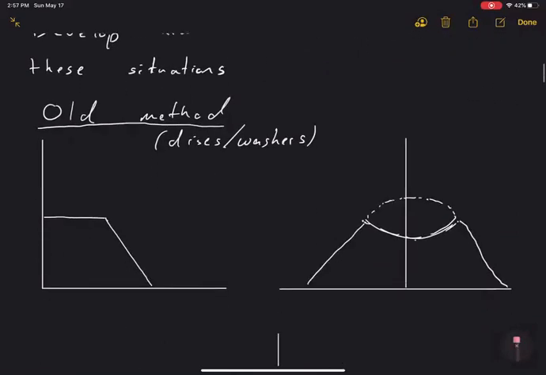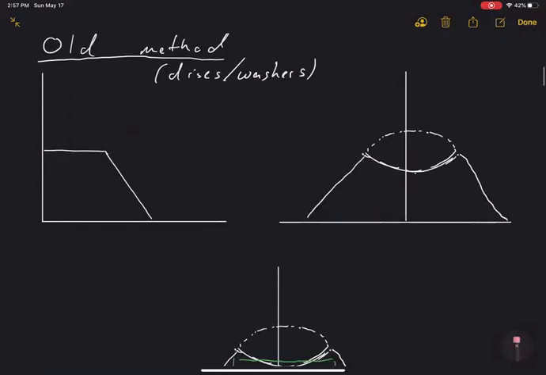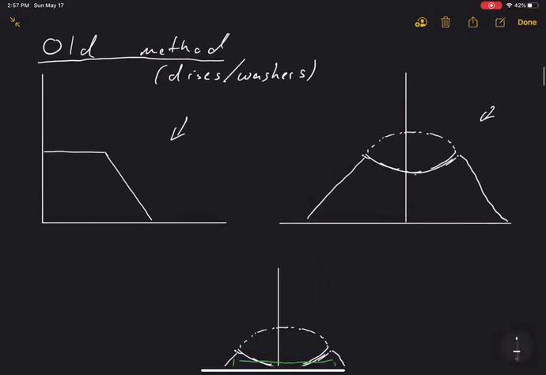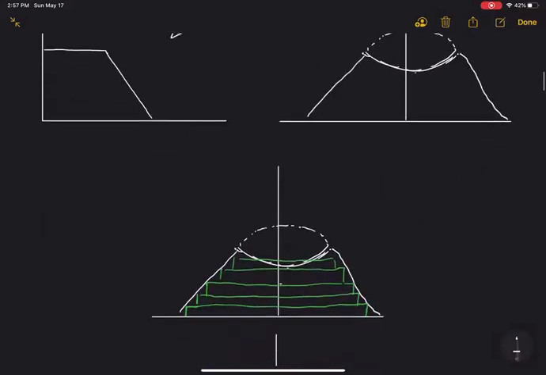So let's look at the old method for a second. Let's consider this somewhat simple 2D shape here. And let's rotate around that y-axis to get this 3D shape. And let's look at how we built up our disks and washers before, all right?